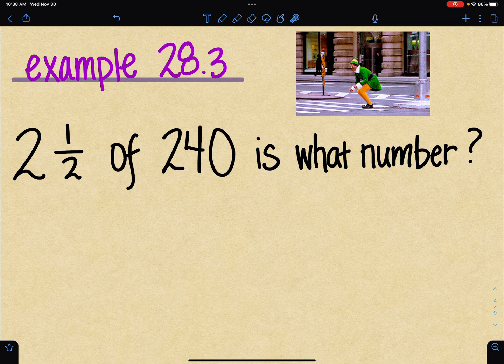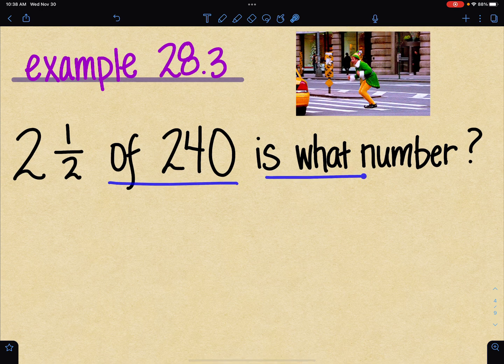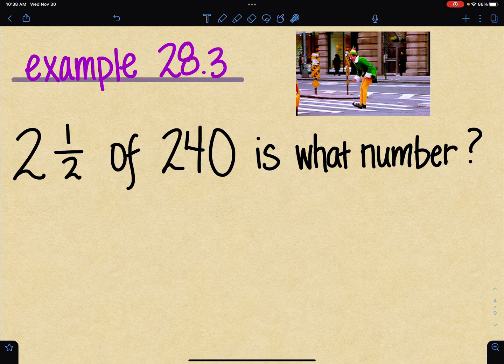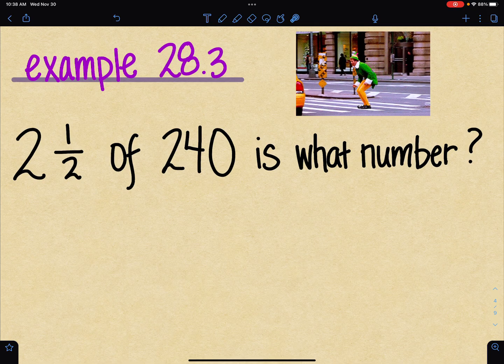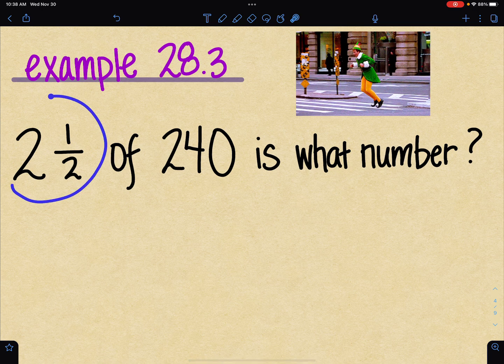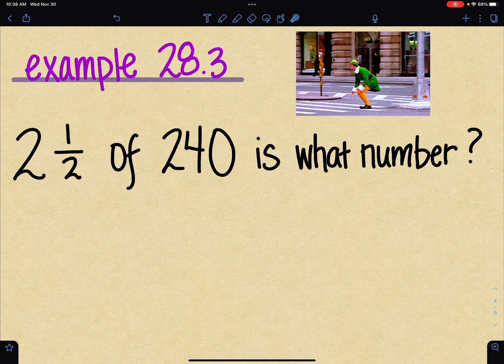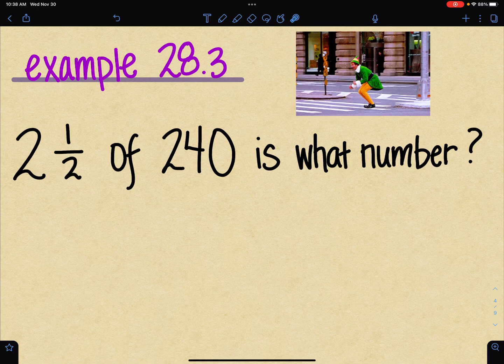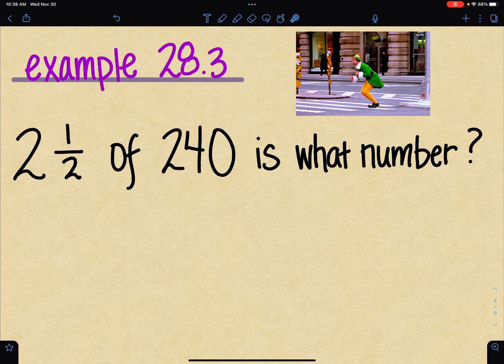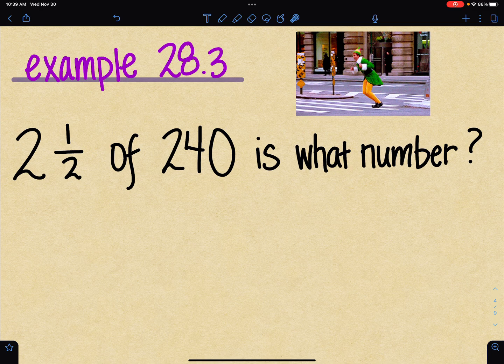Okay, example 28.3. 2.5 of 240 is what number? All right. So this time the fraction is written as a mixed number. So don't let that confuse you. It's still a fraction. And then you can see that of is going to associate with 240.